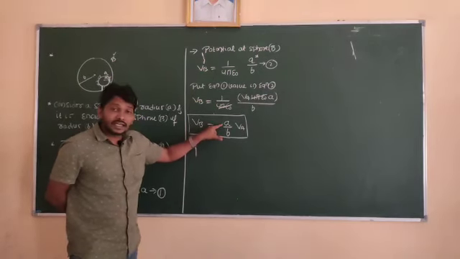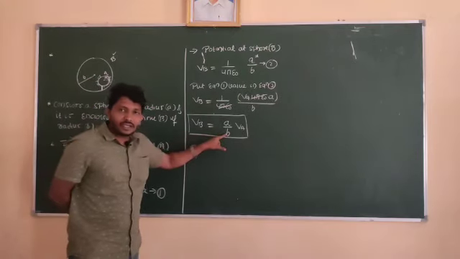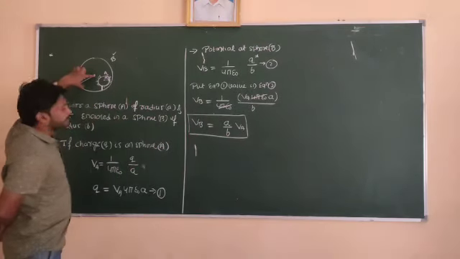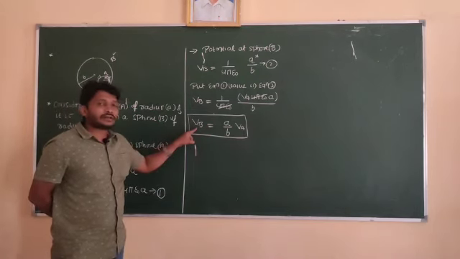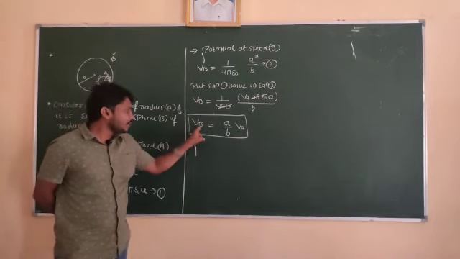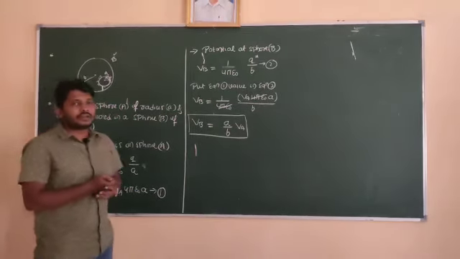Where A indicates the radius of the sphere A here, and B indicates the radius of the sphere B here. So what is the potential at B here? The potential at the surface of B is V of B is equal to A by B into V of A here. So next I will consider that.